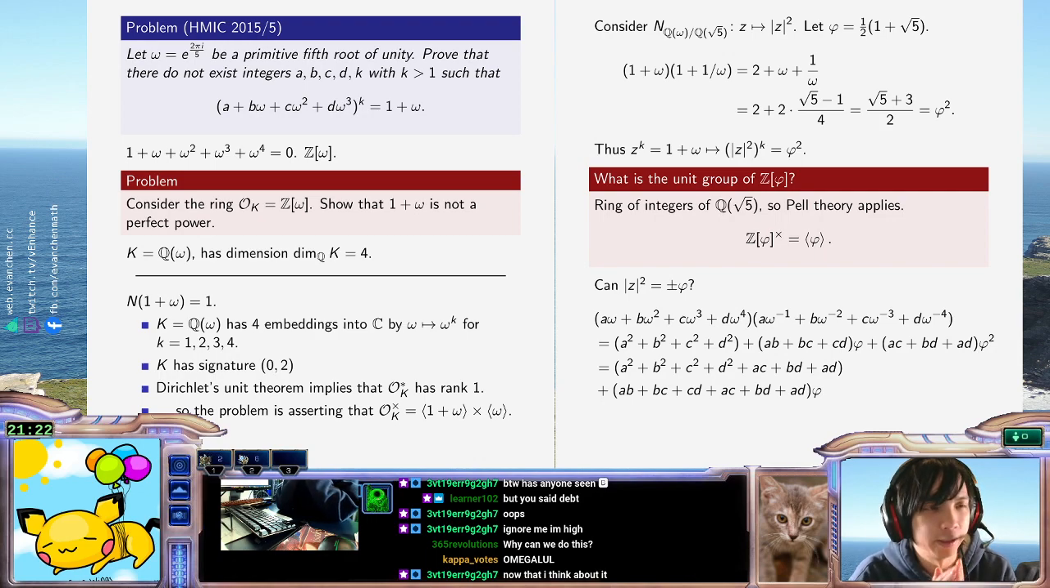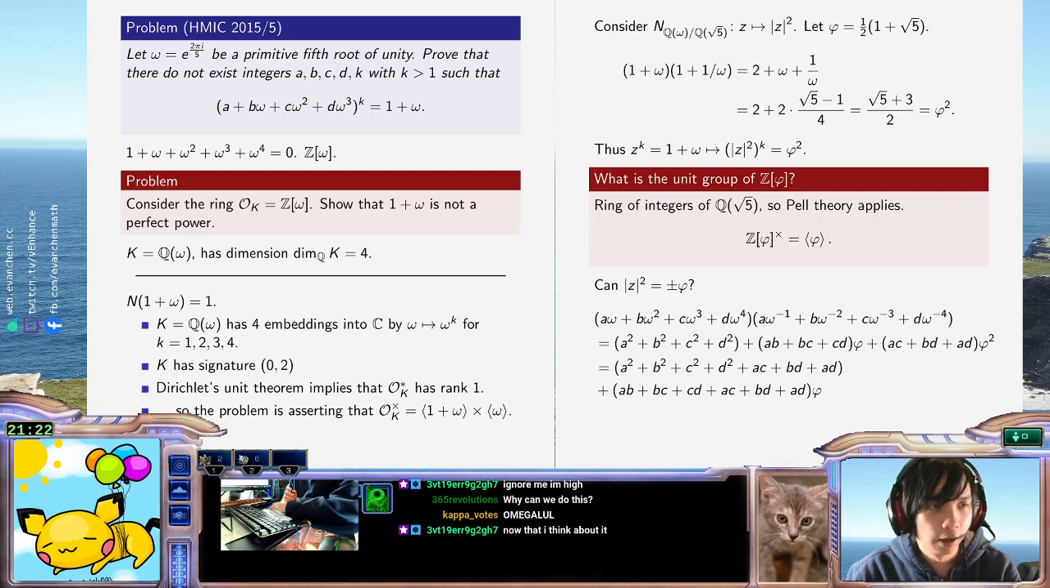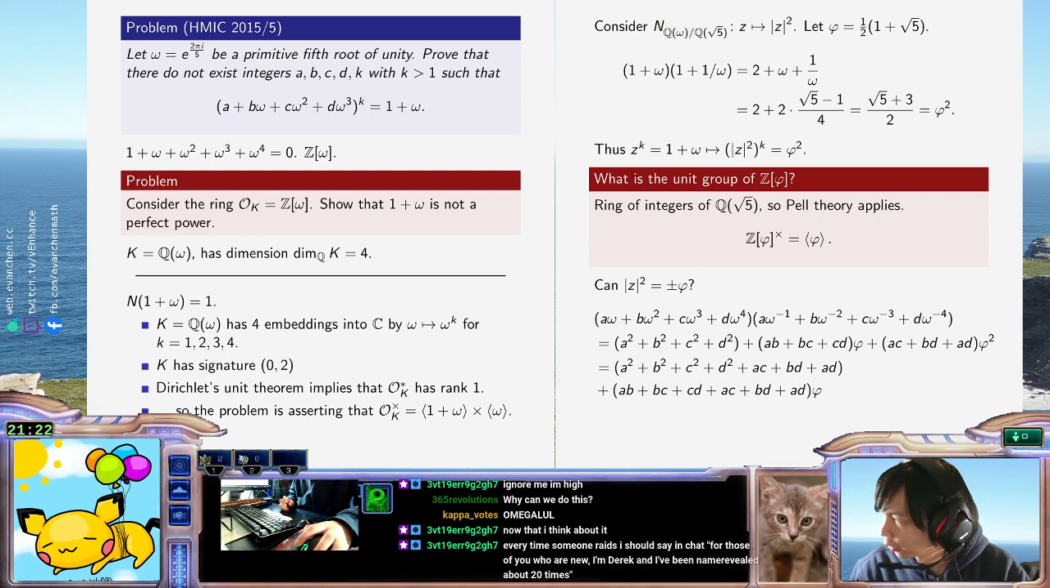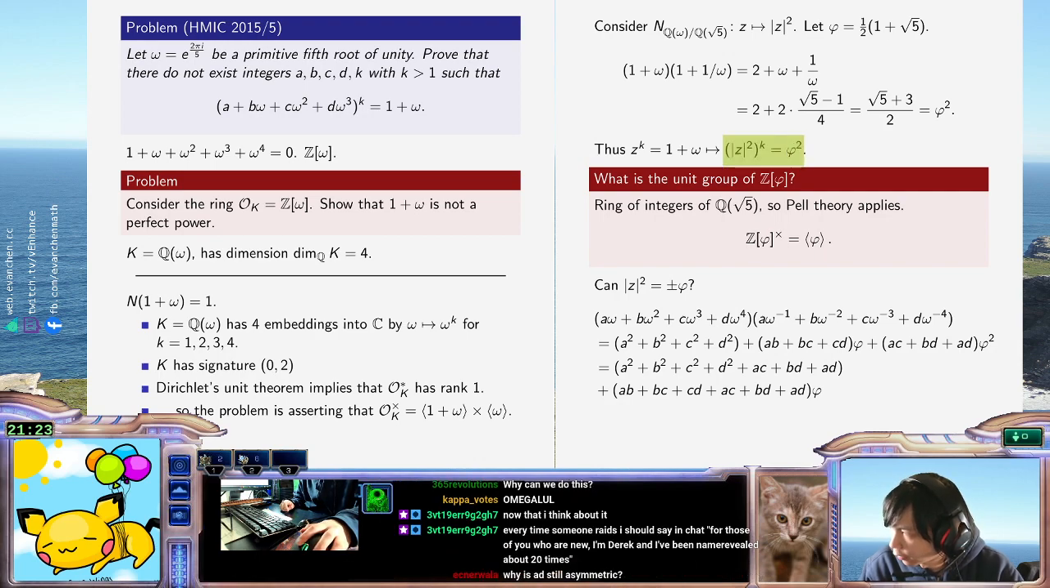So what we've done is, rather than take the full norm from the top to Q, we took the norm from Q adjoin omega to Q adjoin root 5, which happens to just be taking the absolute value squared. The absolute values all live inside Q adjoin root 5. The ring of integers is generated by the golden ratio. And we get this equation. This is the key equation.